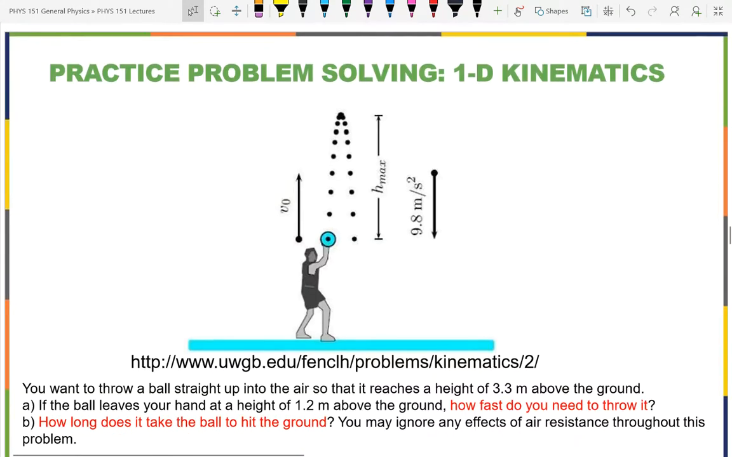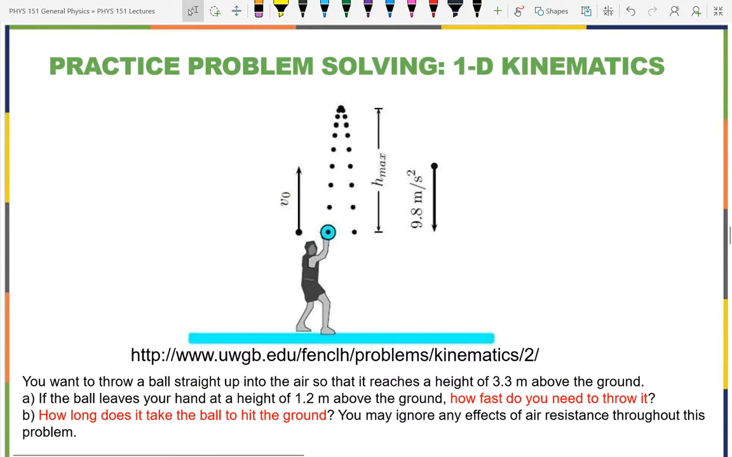All right, so some practice problems. You want to throw a ball straight up in the air so it reaches a height of 3.3 meters above the ground. If the ball leaves your hand from a height of 1.2 meters above the ground, how fast do you need to throw? 1.2 meters, that's somewhere around here. That's not 3 meters. That's close to 3 meters. How do you solve it?